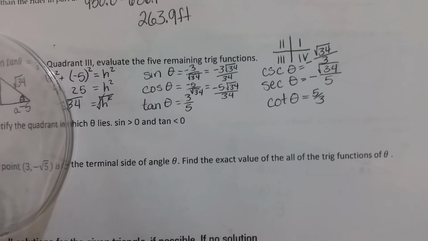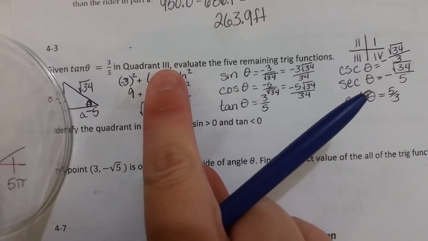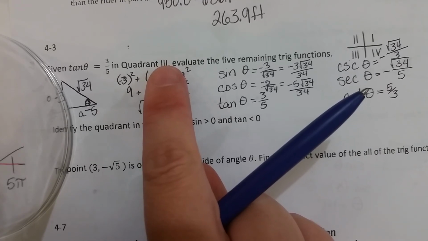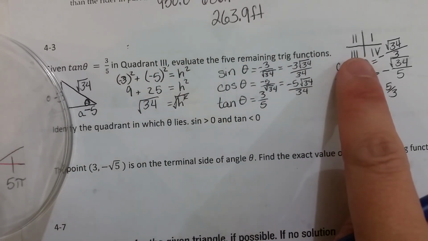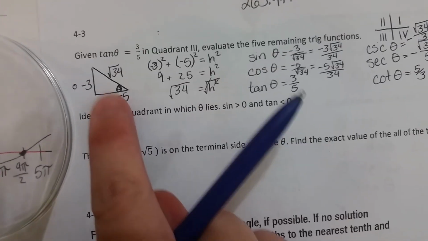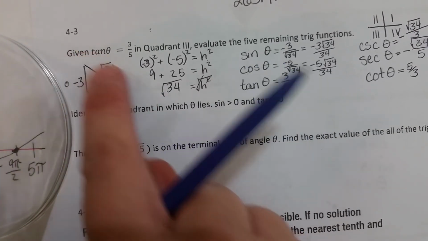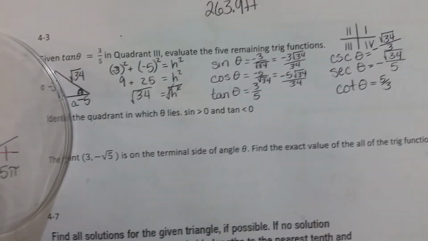Okay. So basically, you just need to figure out what quadrant you're in, and then that's going to tell you which values are positive or negative. So in quadrant 3, the x and the y are both negative, and then the radius or the hypotenuse will always be positive.